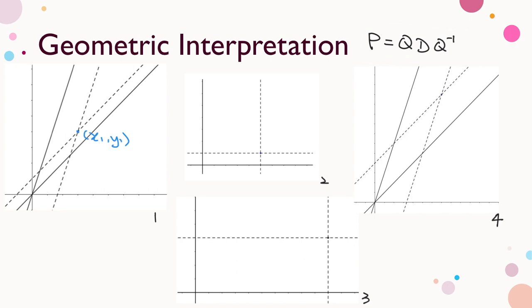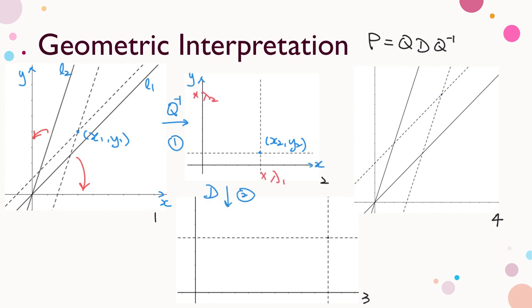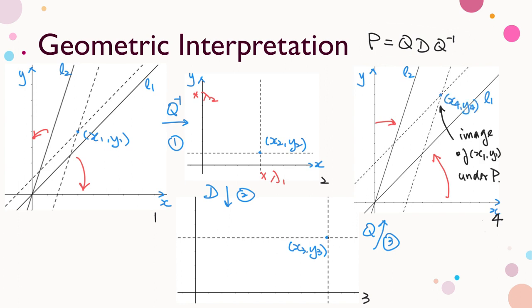Suppose x1, y1 is a point in R2. Step 1. By Q inverse, transform L1 to x-axis and L2 to y-axis. Then the point is mapped to x2, y2 as shown in the second diagram. Step 2. Take the standard scaling by D. Then the point goes to x3, y3 in the third diagram. Step 3. By Q, transform the x-axis back to L1 and y-axis to L2. We have the image x4, y4 in the fourth diagram.